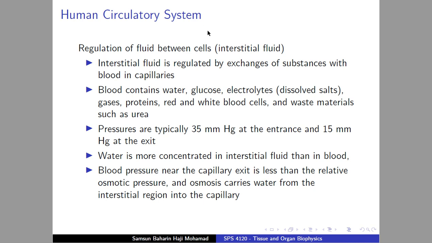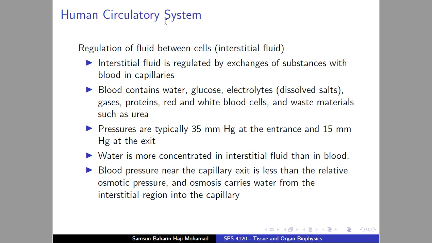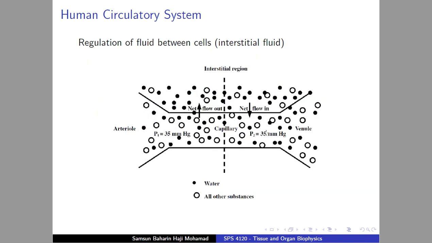Okay, so what we can say about this circulatory system, or the previous figure: interstitial fluid is regulated by exchange of substances with blood in capillaries. The blood contains water, glucose, electrolytes, ions, gas, protein, red and white blood cells, and waste materials such as urea. The pressures are typically 35 millimeters at the entrance and 15 millimeters at the exit. Okay.